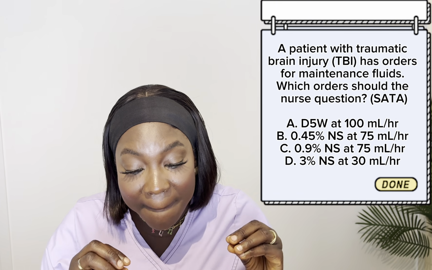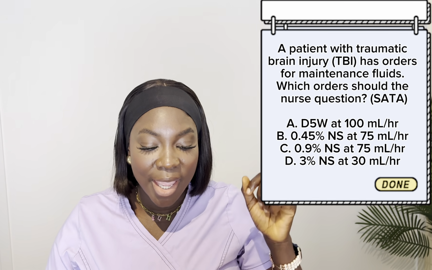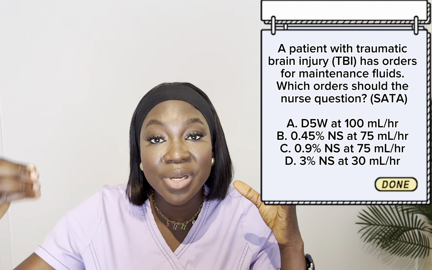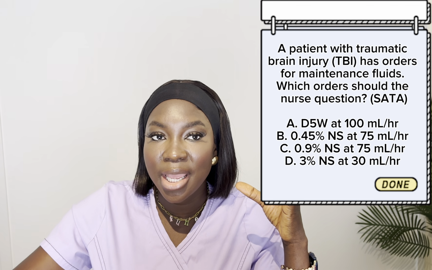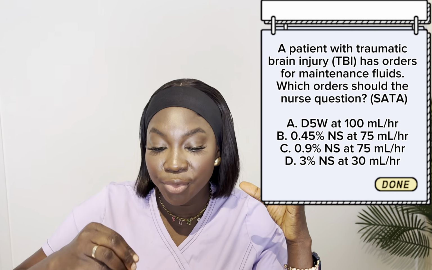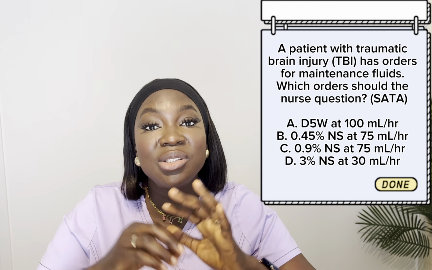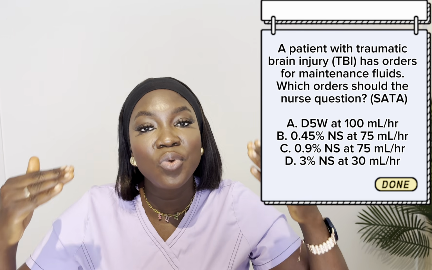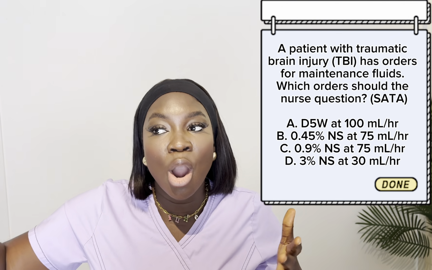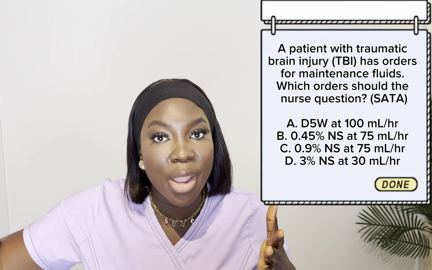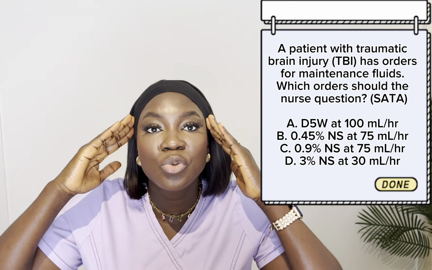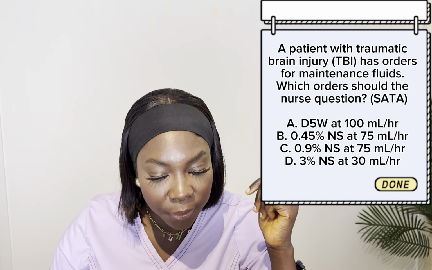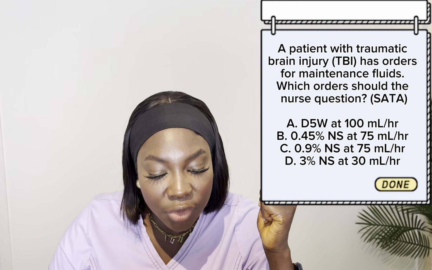This patient has a brain injury, TBI. In TBI, the brain is swollen, which will lead to increased intracranial pressure. I want you to understand why you should choose the fluid we're about to choose, right? The goal in TBI is to reduce the intracranial pressure and prevent more cerebral edema. So you have to think in your head, which kind of fluids can I give them that will not worsen the cerebral edema or cause more fluid to go into the brain cell? What fluids can I give them that will help to reduce the intracranial pressure? Now let's go through it, since it's select all that apply. Now, A says D5W at 100 ml per hour.